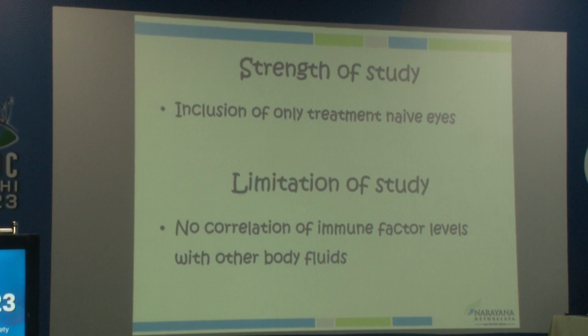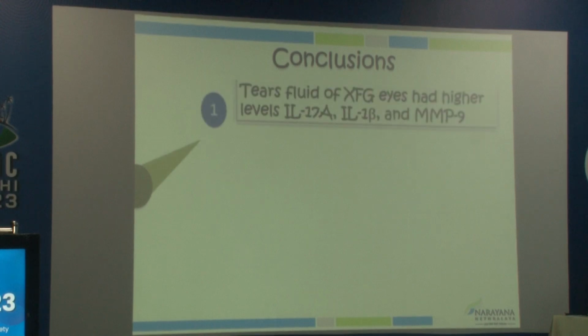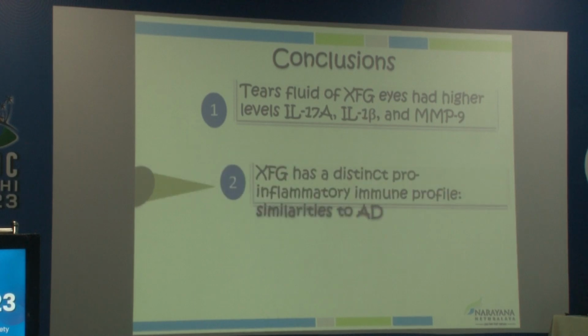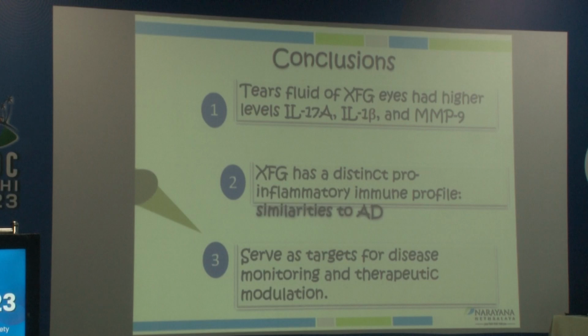Apart from adding new knowledge, the strength of the study is the inclusion of only treatment-naive eyes, and the limitation of the study is that the immune factor levels were not analyzed from any other body fluid like aqueous or plasma, as the comparisons would help us to understand the disease pathology better. To conclude, the tear fluid of pseudoexfoliation glaucoma eyes had higher levels of interleukin-17A, interleukin-1B, and MMP9. Hence, pseudoexfoliation glaucoma has a distinct pro-inflammatory immune profile which shows similarities to Alzheimer's disease, and these molecules could serve as targets for disease monitoring and therapeutic modulation in future.